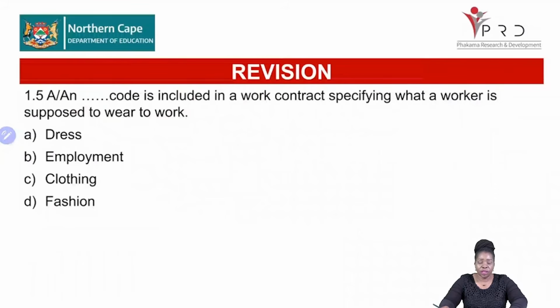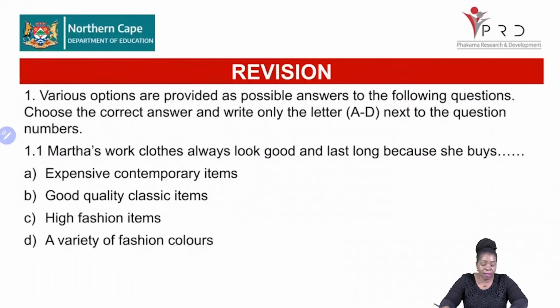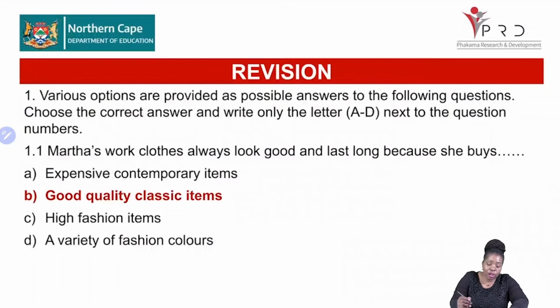We should be done with 1.5. Let's go back to 1.1 and look at the answer. It says Martha's clothes always look good and last long because she buys good quality classic items. So our answer is B for 1.1.